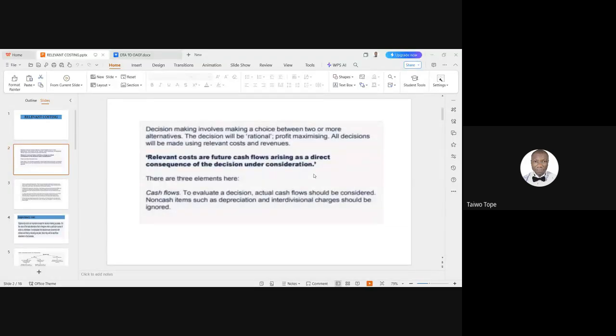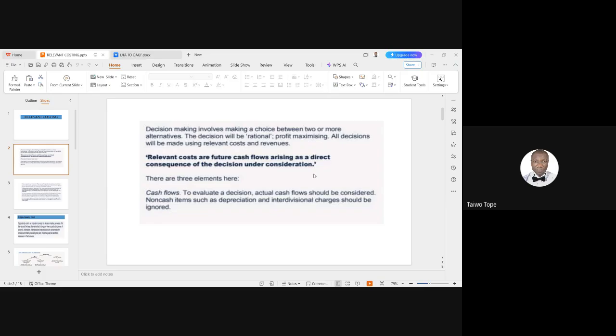Yes, because they will help you satisfy your appetite, your urge for that particular meal. So those are relevant costs. There are three elements of relevant costs. We have the cash flows. When we talk about cash flow, it can be the outflow or the inflow. To evaluate a decision, actual cash flow should be considered. So non-cash items such as depreciation and interdivisional charges should be ignored.